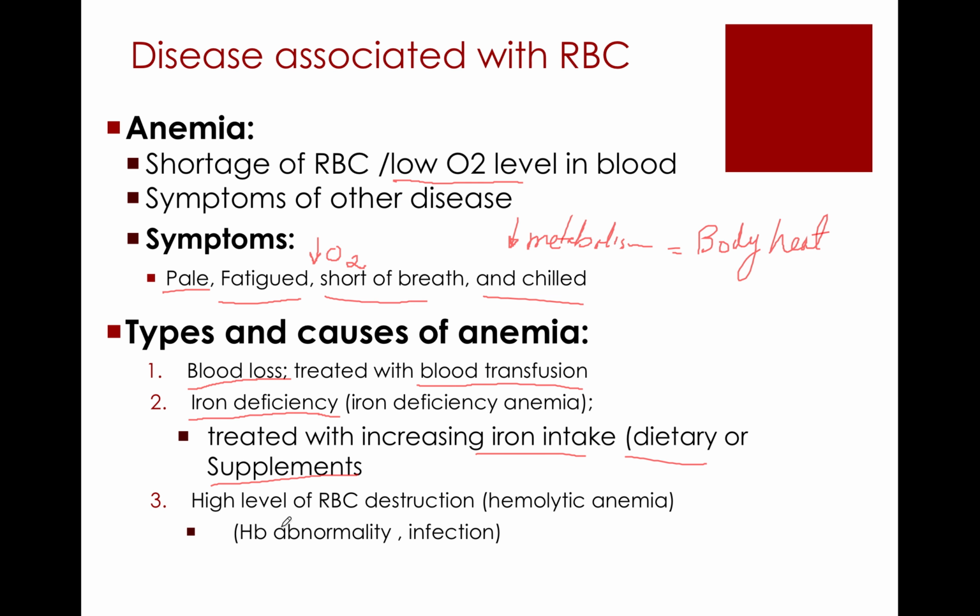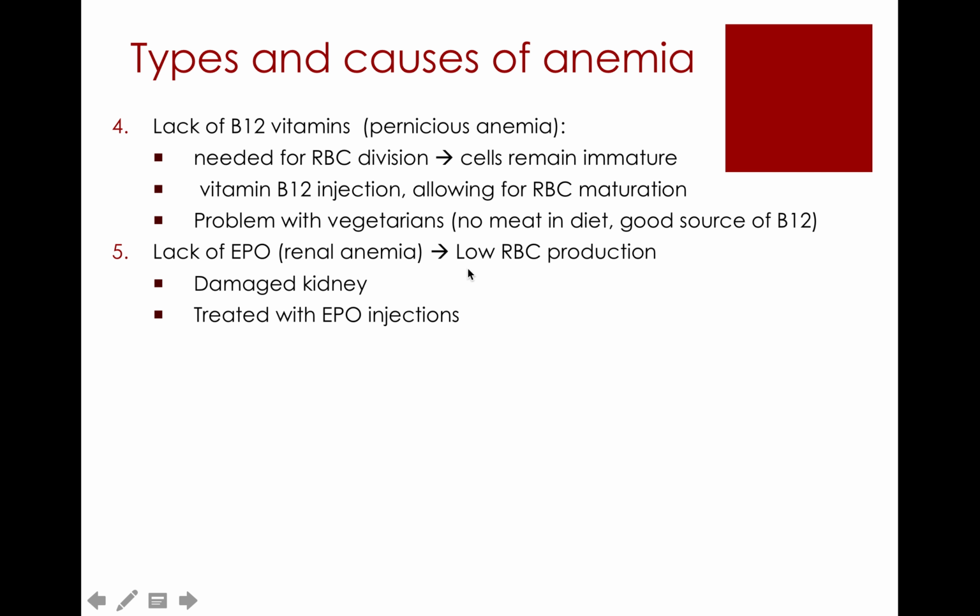Another reason for anemia could be high levels of red blood cell destruction, which is known as hemolytic. Heme as in red blood cells, lytic or lysis means destruction. So hemolytic anemia simply means that you have either some sort of abnormality in the hemoglobin, or you have some sort of infection that causes an increase in destruction of red blood cells. Another common type of anemia is known as lack of vitamin B12, which is called pernicious anemia.